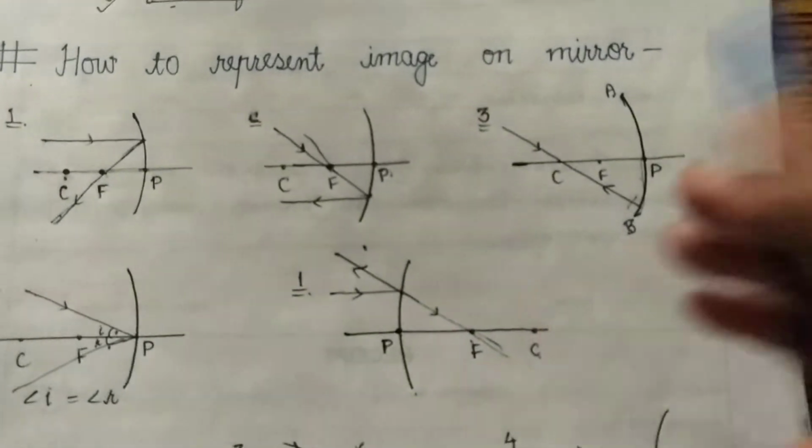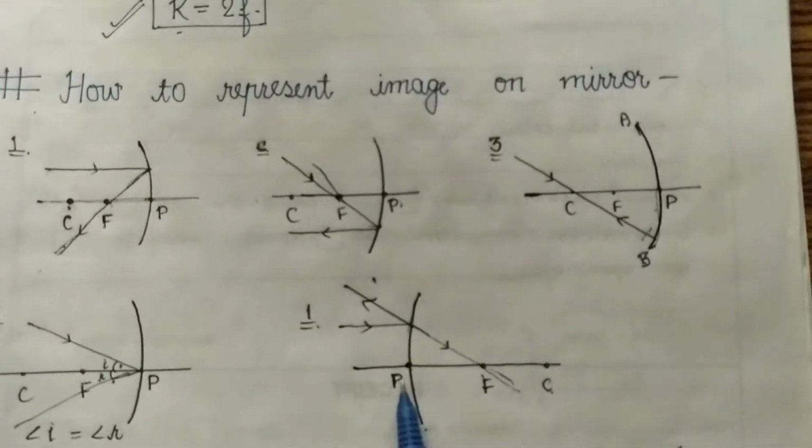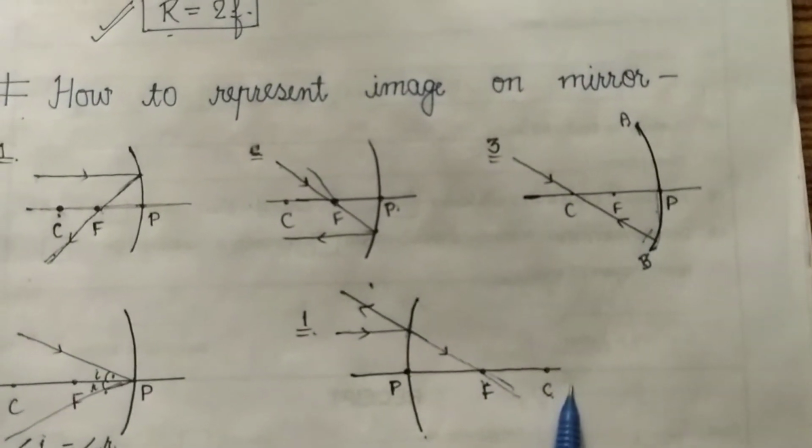Now we will learn how to represent an image on a convex mirror. This is the pole, focus and center of curvature.